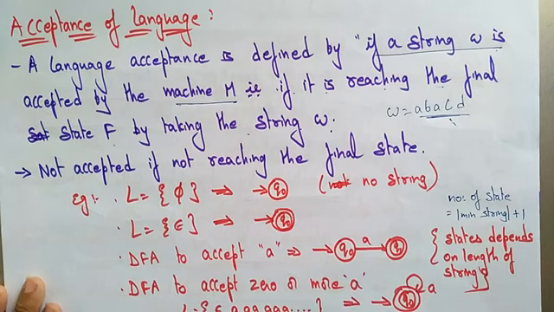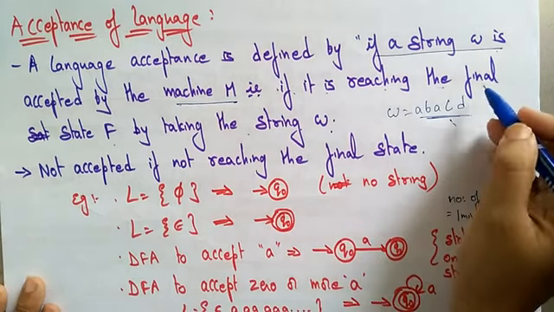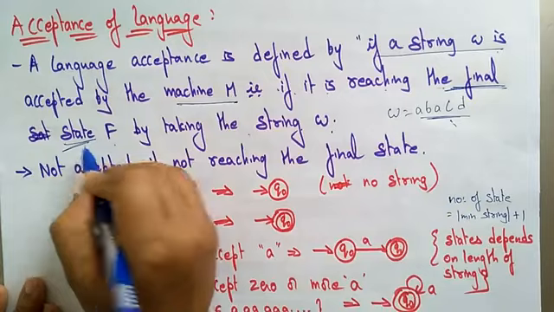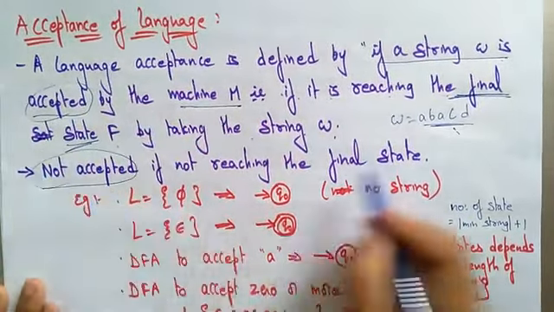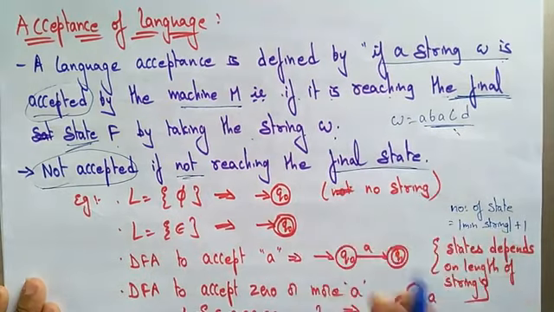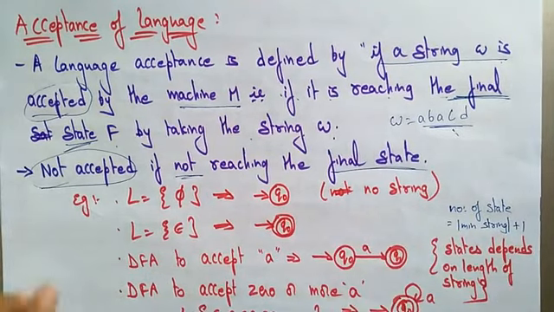You have to remember that whenever the string reaches the final state, then you can say it is accepted. Otherwise, not accepted means not reaching the final state. So let me take the example.